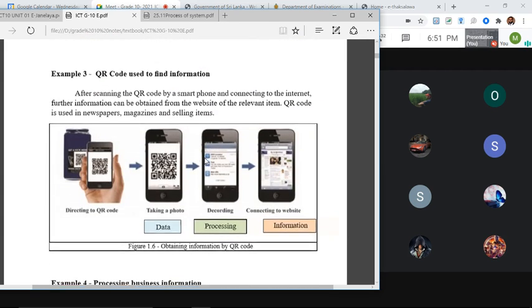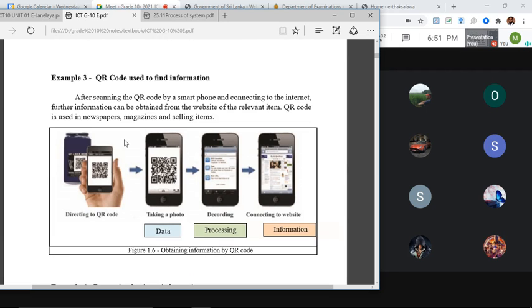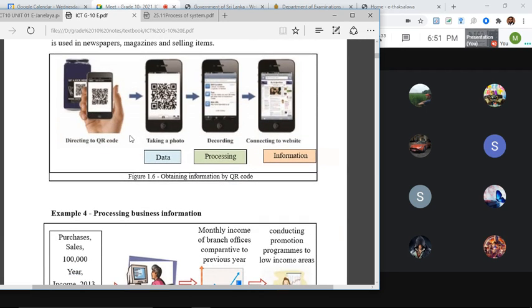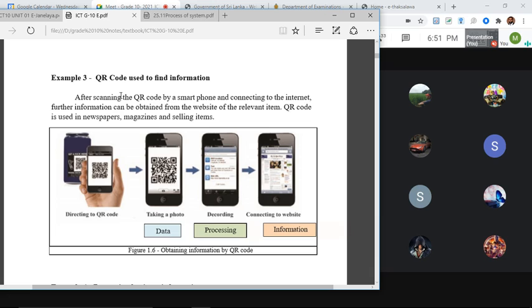Okay, so now you have some idea about the QR code, right? The QR code is read by the QR code reader. That is a kind of software that you have installed on your mobile phone or any other specific device. So you can scan, and you can connect to a specific website that will provide information about that item.